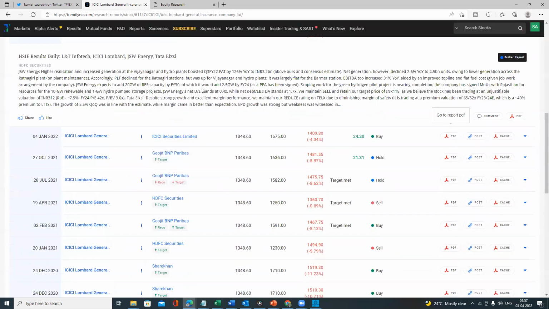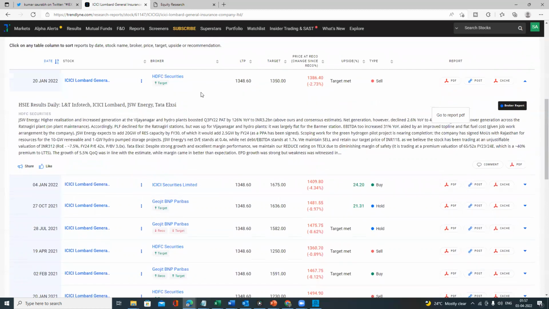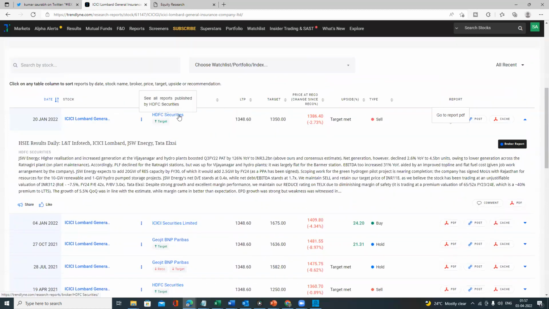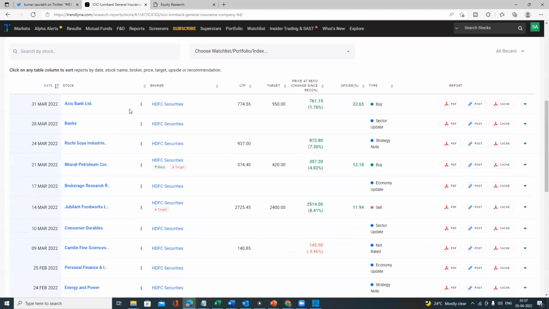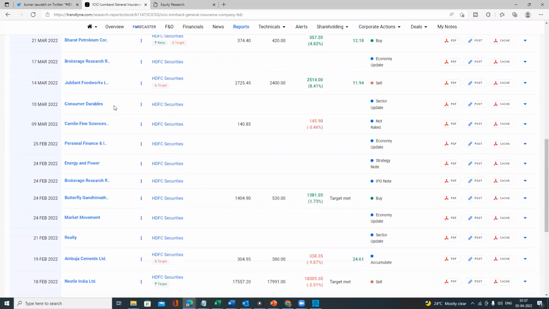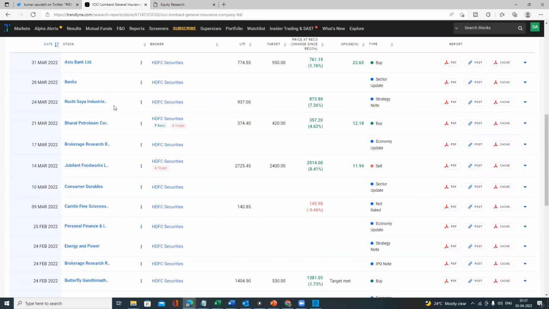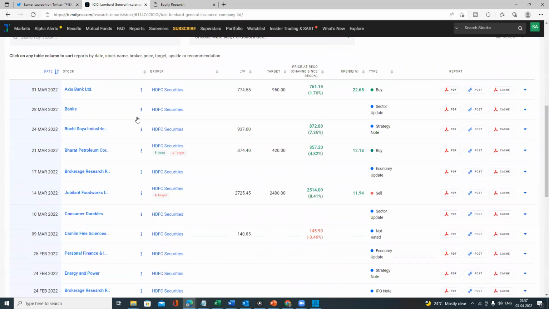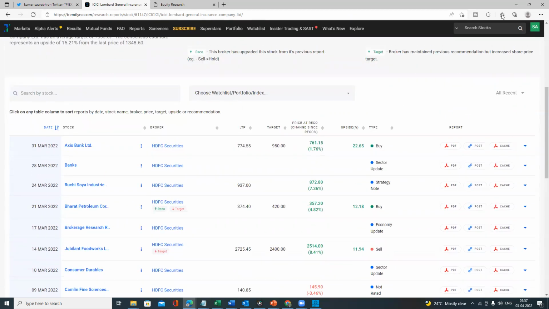The other beauty of this is, if you want to know what all reports HDFC Securities is publishing, instead of this, you go and click on HDFC Securities. When you click on HDFC Securities, all the reports which HDFC Securities has published appear in chronological order, and you can read them. So if there is a brokerage house you really like and you appreciate the research quality, you can track all the reports and read them.